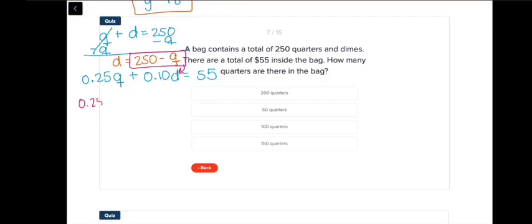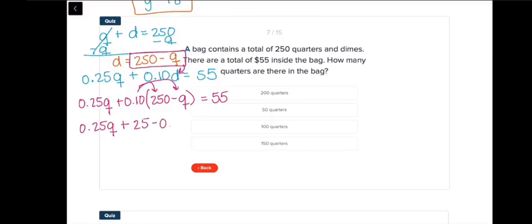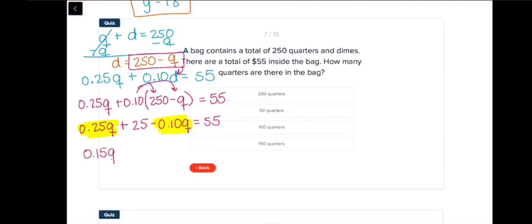So my new equation would be 0.25q plus 0.10 times (250 minus q) equals 55. So now as you can see, I'm left with just quarters, which is the variable that I want to have in the end. So I'm going to go ahead and distribute the 0.10. This is going to give me 0.25q plus 25 minus 0.10q equals 55. I can combine my terms, and that would give me 0.15q plus 25 is equal to 55. I can subtract 25 from both sides, which would leave me with 0.15q is equal to 30.